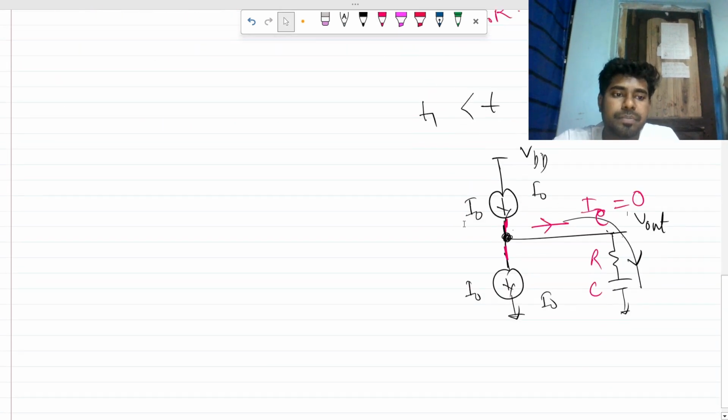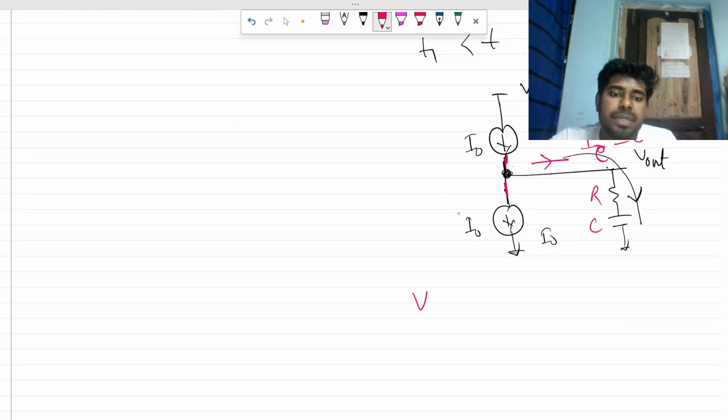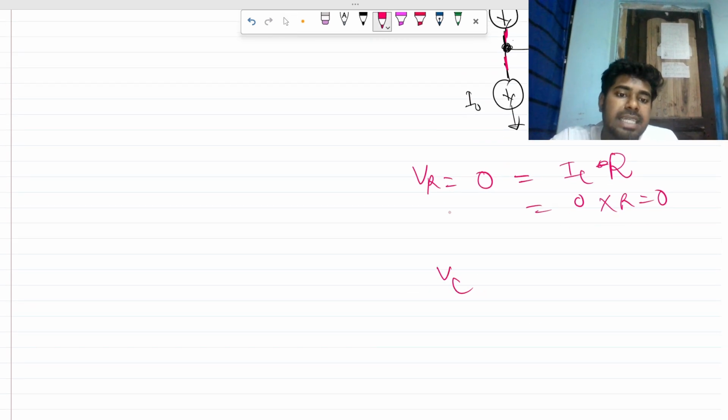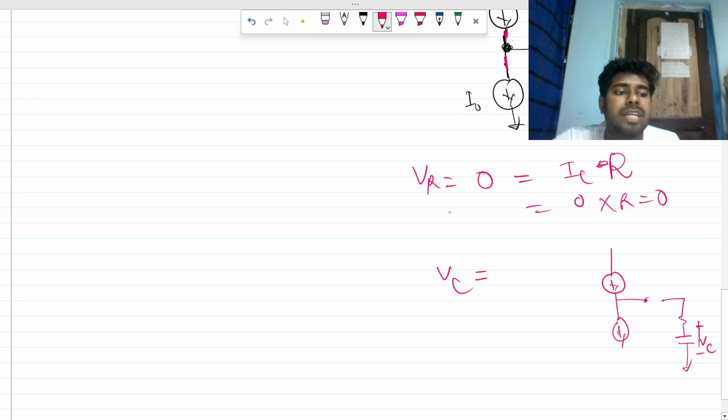So what will happen? Suddenly your VR will be nothing but 0 volt, right? Because IC is 0 and your R is finite, so 0 into R will be 0. Now what about the VC? As this is open circuit, it will look like the following. We can assume there is no current. So now this VC can hold its previous voltage, whatever was stored previously, and this resistance becomes short circuit.